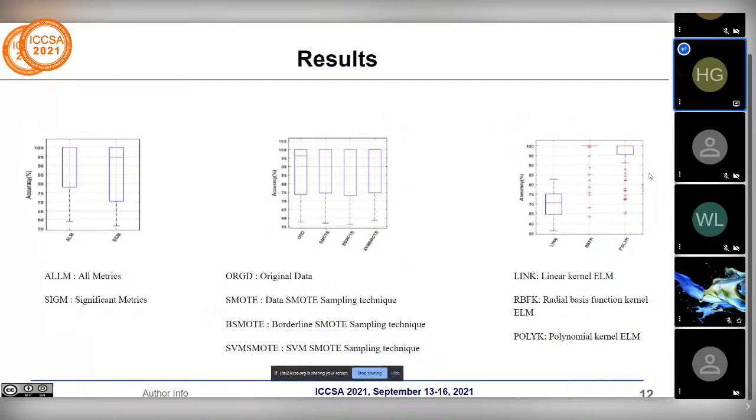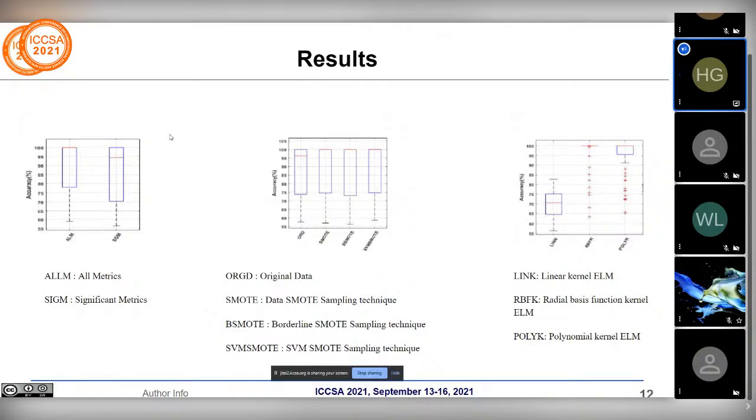We have compared our results across 3 metrics: AUC, accuracy, and F measure. All three of them are present in my paper. You can go into details. So coming to the first figure, all metrics and significant metrics, as obviously predicted, all metrics will perform much better than significant metrics because more number of features will lead to better performance.